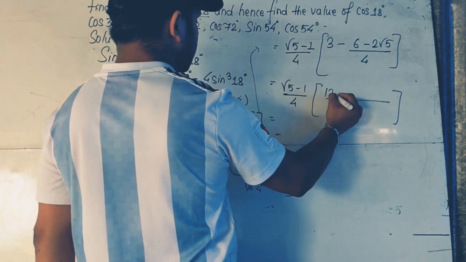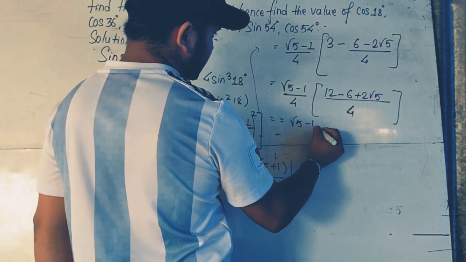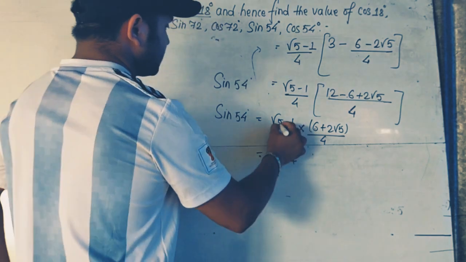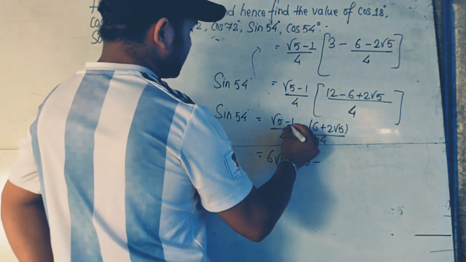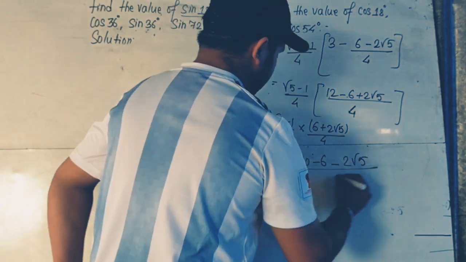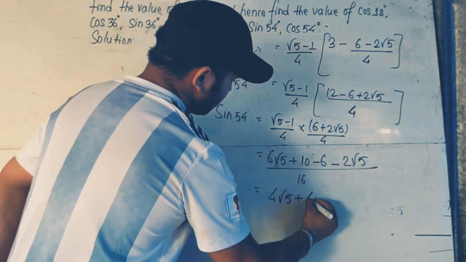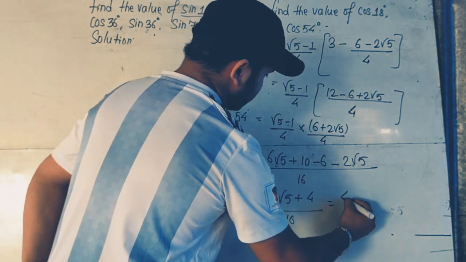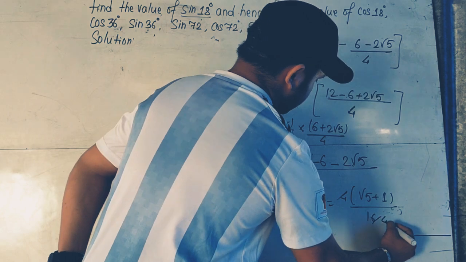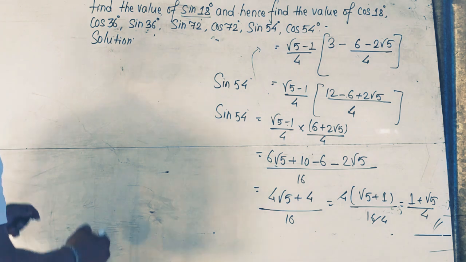So 4 3s are 12, minus 6 plus 2 root 5. You will have here root 5 minus 1 and 12 divided by 4 into 4. Root 5 into 6 gives you 6 root 5, plus root 5 into 2 root 5 gives you 10, minus 1 into 6 gives you 6, minus 2 root under 5, divided by 16. Now 6 root 5 minus 2 root 5 gives you 4 root under 5, and 10 minus 6 also gives you 4, divided by 16. Now you can take 4 common. After taking 4 common, you have root 5 plus 1 divided by 16, so you have here 1 plus root 5 divided by 4. So this is the value of sine 54 degree.